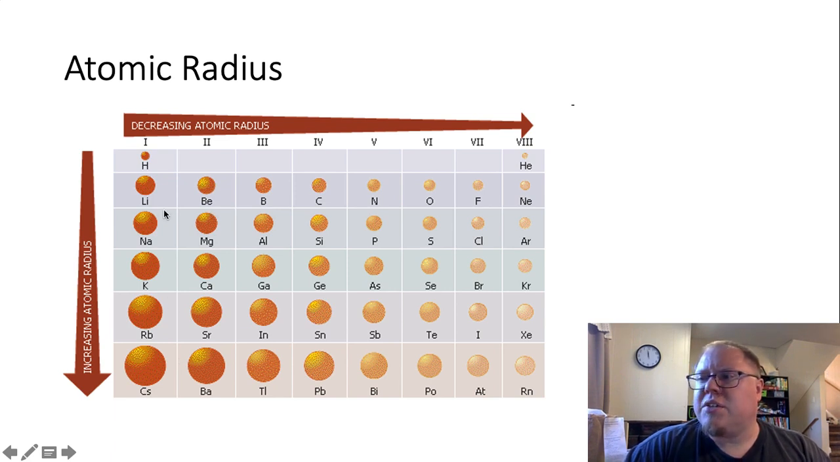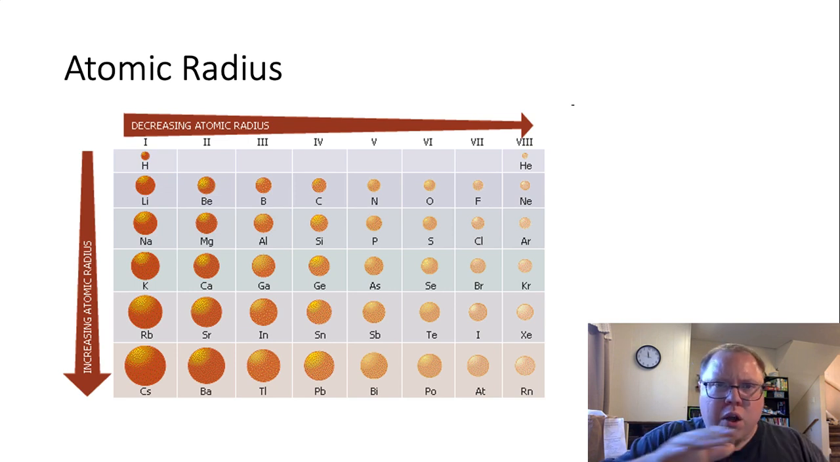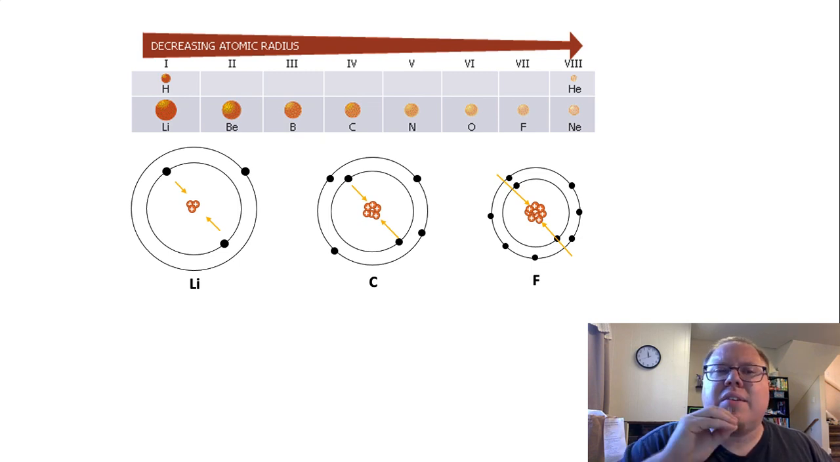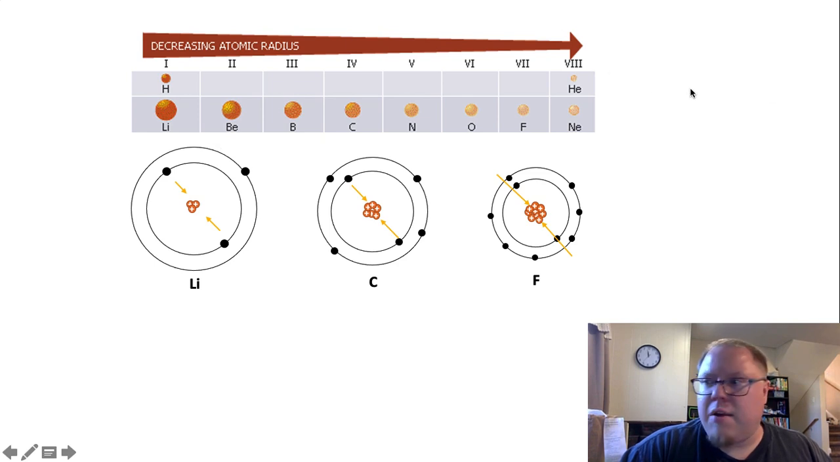But what's interesting is as you go across a row, the atoms actually get smaller, which is weird. It's very weird. So let me just focus on that going across a row thing here. Key feature here is that everything in the same row has the same number of orbits. Okay, so this is the second row of the periodic table, and everything in the second row has 2 orbits.